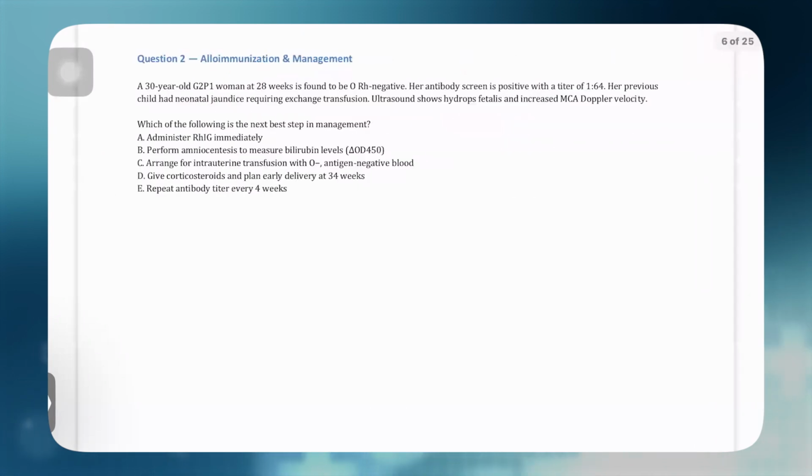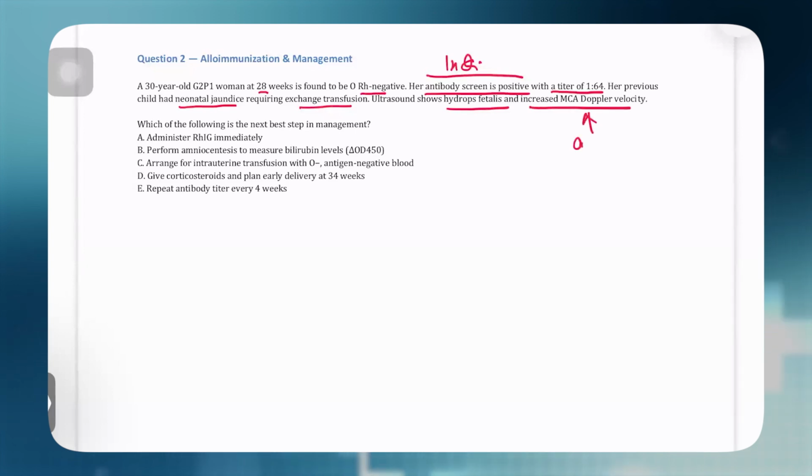Exactly correct answer. Now is RH alloimmunization and management of hemolytic disease of the newborn. A 30-year-old G2P1 woman at 28 weeks is RH negative. Her antibody screen is positive. So her indirect Coombs test is positive with a titer of 1 is to 64. Her previous child had neonatal jaundice requiring exchange transfusion. Ultrasound shows hydrops fetalis and increased MCA Doppler velocity. That means the fetus has anemia.